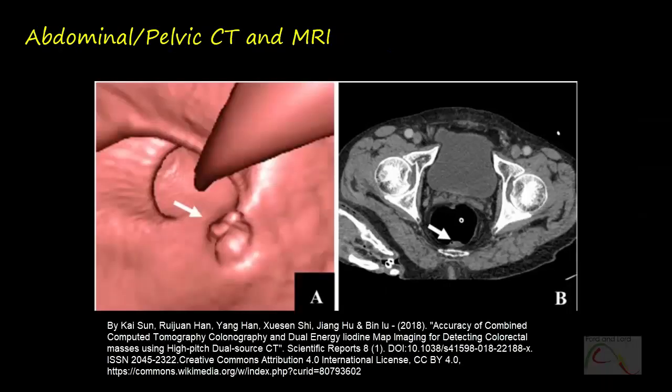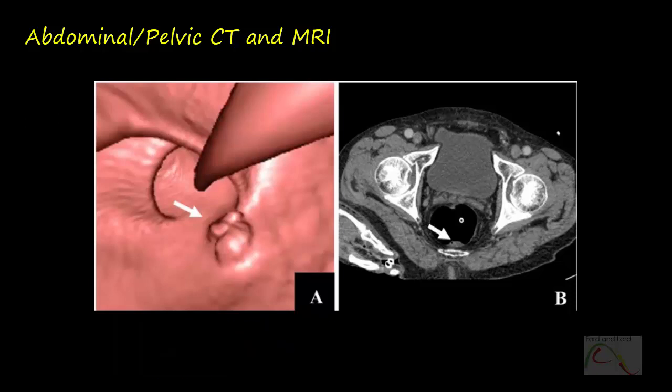Abdominal and pelvic CT and MRI. Both these modalities have become very popular in recent years and are very helpful. CT is frequently performed for staging of the cancer. CT can find if the cancer has metastasized. In other words, if it has spread into the other parts of the body.